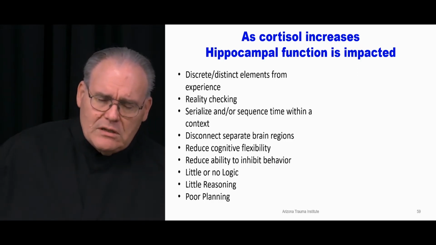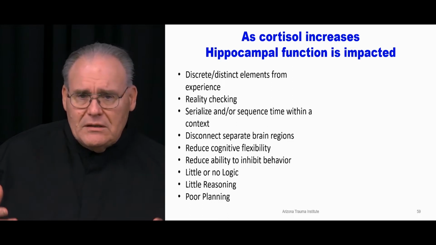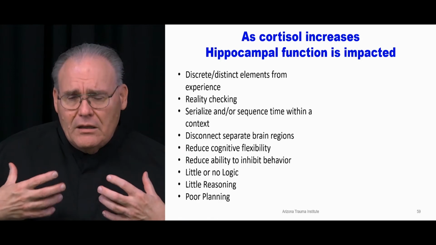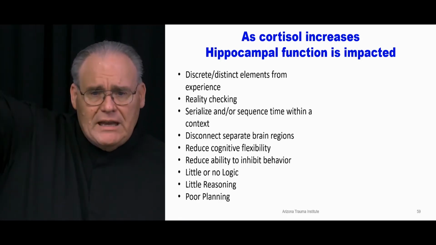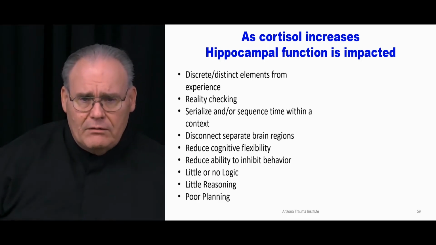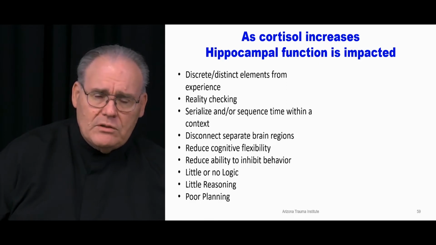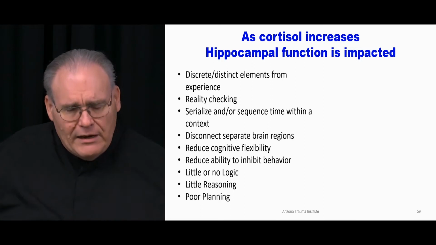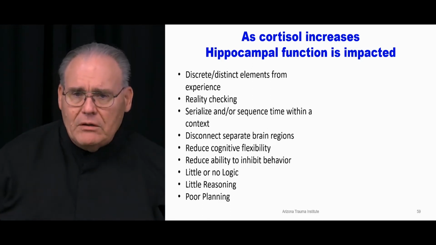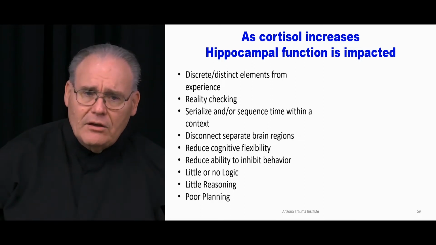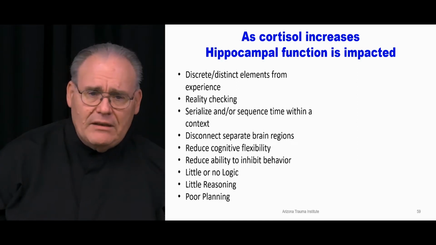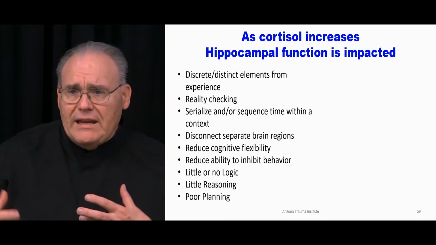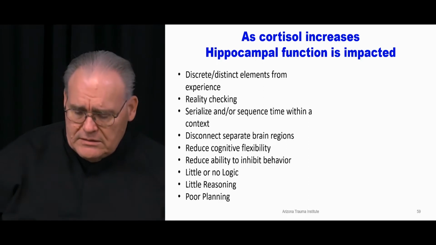You're going to have reduced cognitive flexibility, because your cognitive flexibility improves as you are at the top of the ladder and decreases as you move down. You're going to have a reduced ability to stop bad behavior because the system that's required to inhibit or stop a behavior is taken offline. You're not going to have much logic or reason, and you're not going to plan very well. That's what happens when cortisol increases in your system.